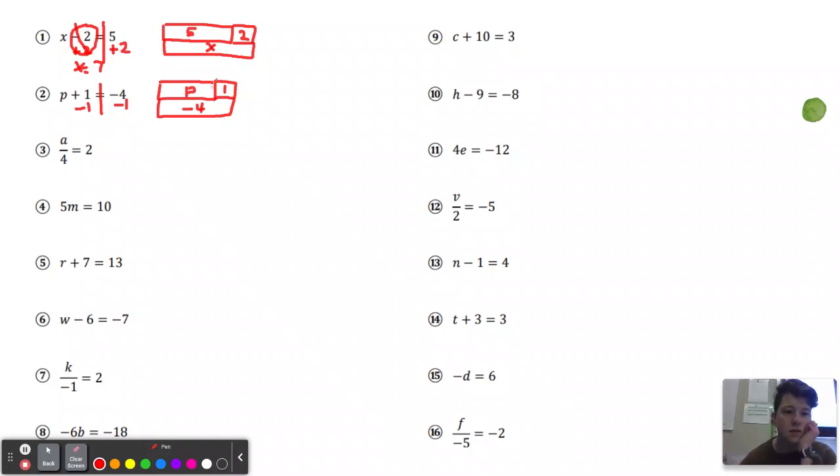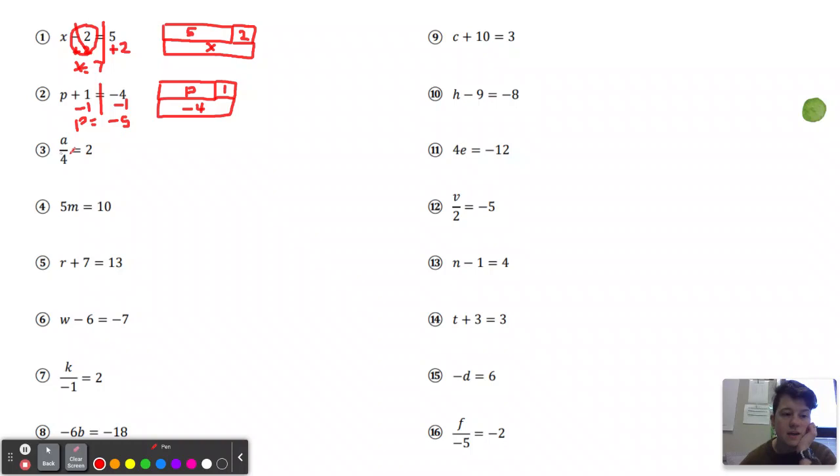So I can see here that what number must I add to 1 to get to negative 4? Well, we get into negatives, so it's a little bit tricky here, but you can see that it would be a negative 5. So p equals negative 5.